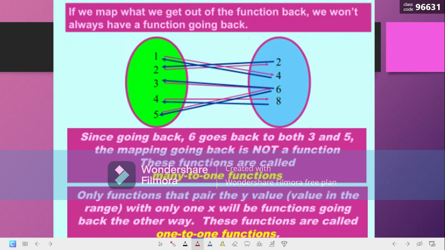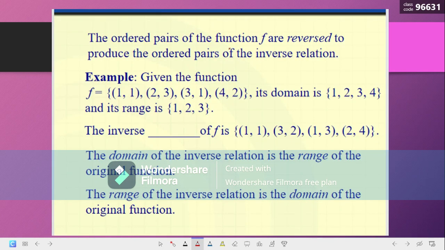Only functions that pair each y value in the range with only one x will be functions going back the other way. These functions are called one-to-one functions. Meaning to say, one value of our x is paired with one value of y. None of our x is repeating and none of our y or range is repeating. So the ordered pairs of the function f are reversed to produce the ordered pairs of the inverse relation.